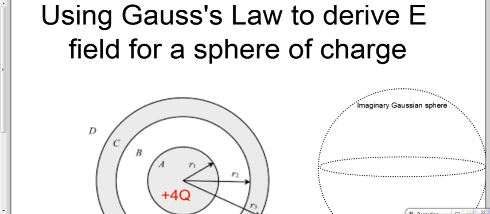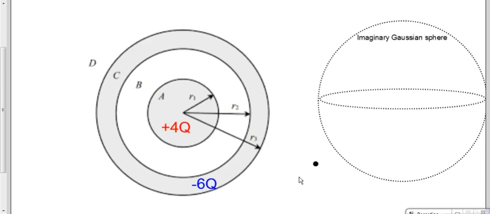And here's the first situation that I've laid out for you. Imagine we have a ball of charge, solid metal ball of charge, positive 4 Q, and then surrounding it is a hollow shell of charge, also made of metal, some kind of conductor, that we have charged up to a negative 6 Q charge. So opposite charges on the different parts.